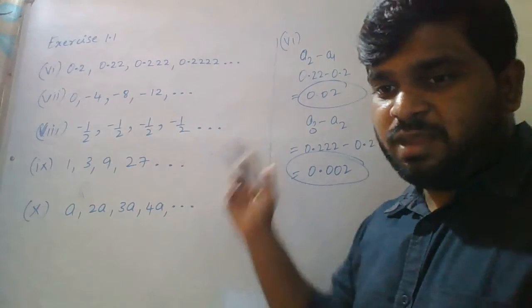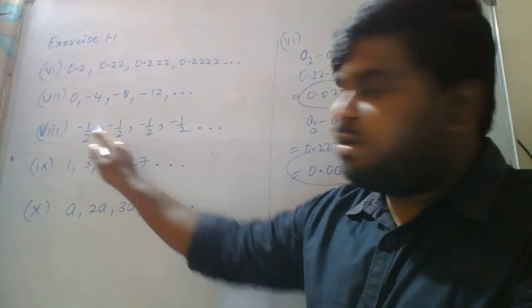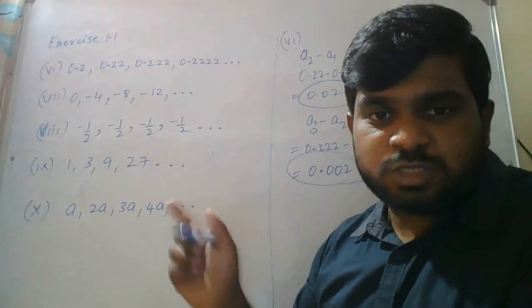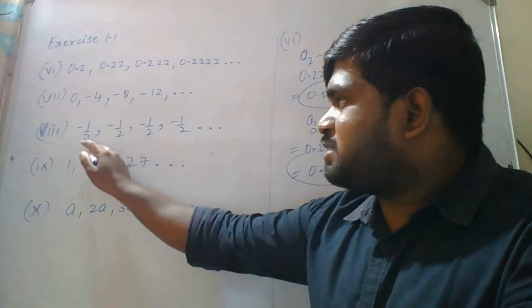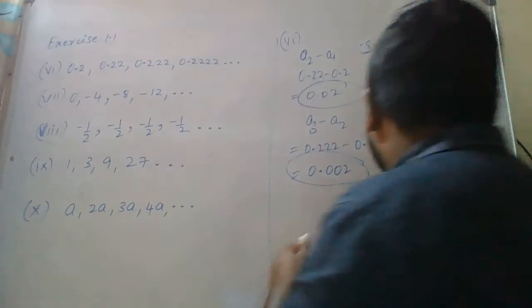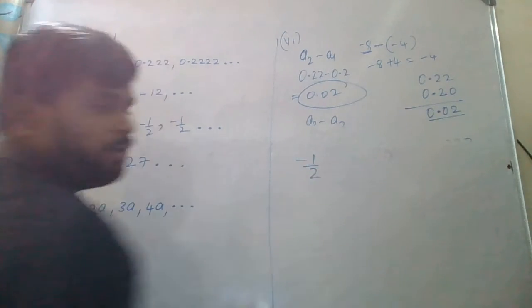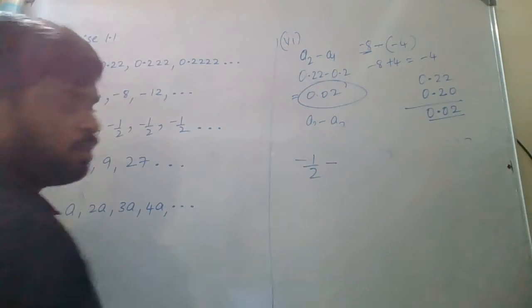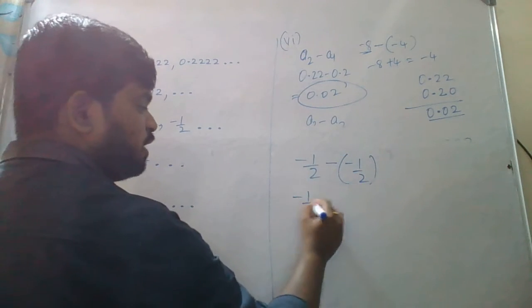This is also an AP very clearly because you got the same numbers. If you subtract two same numbers, the answer will be 0, right? This is minus half, minus half. If you subtract these two things, let me do it here. Let me subtract it and show it to you. Second term is minus 1 by 2 minus the first term, minus 1 by 2. So minus into minus becomes plus.